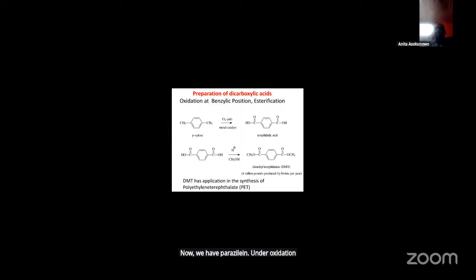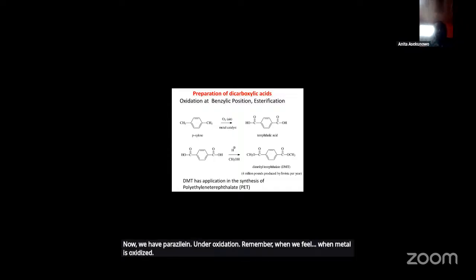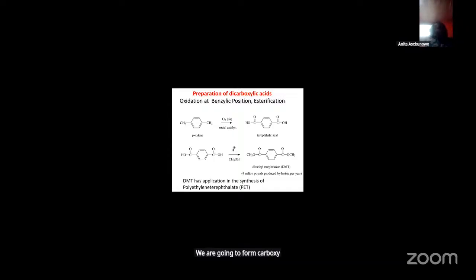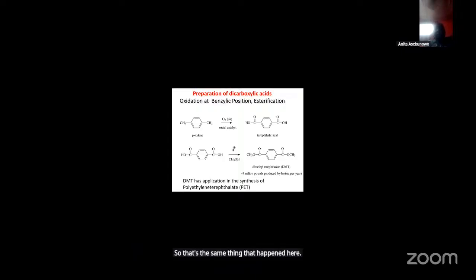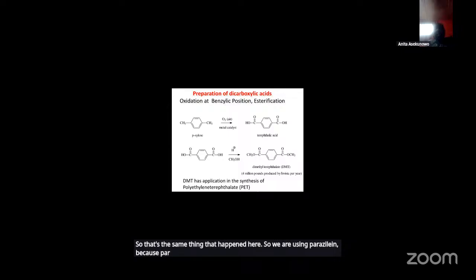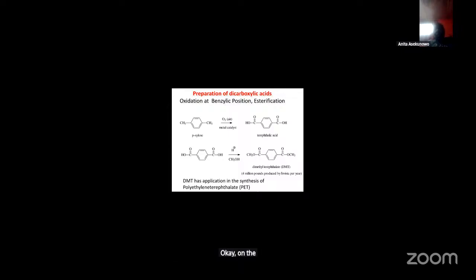Remember, when methyl is oxidized, we are going to form carboxylic acid. If you look at toluene, under oxidation it is going to give benzoic acid. So that's the same thing that happened here. We are using paraxylene because paraxylene is 1,4-dimethyl benzene. Under oxidation, we are going to form terephthalic acid.